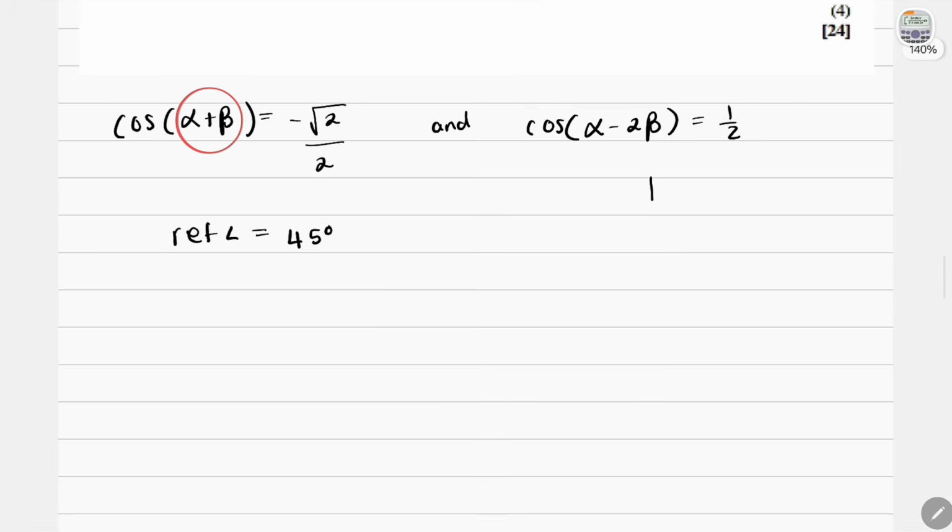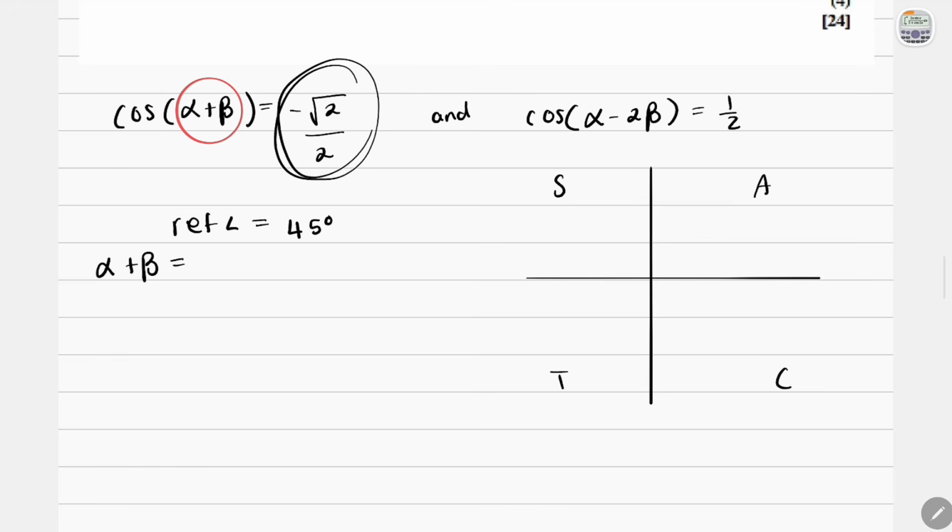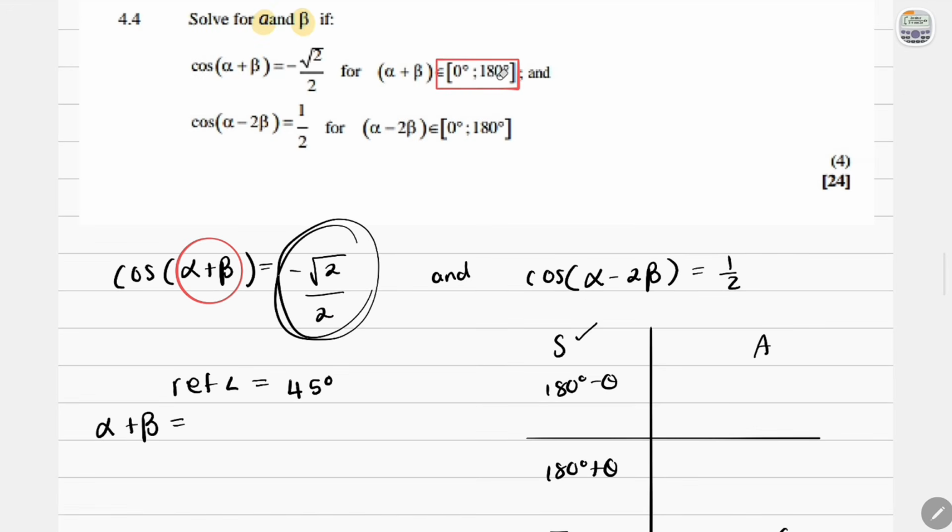And then what you're going to have to consider is your table. Now we're going to look for our solutions specifically. We're trying to solve for, or really just leave as the subject, alpha plus beta, like with general solutions. We're going to find all the places where cos is negative. So A, S, T, C, your cos diagram. Cos is negative in sine and tan's quadrant. So use those reductions: 180 degrees minus theta, 180 degrees plus theta, and you'll see that one of them will not work for this.